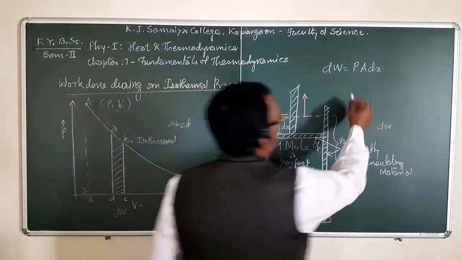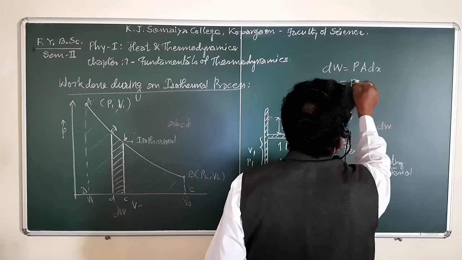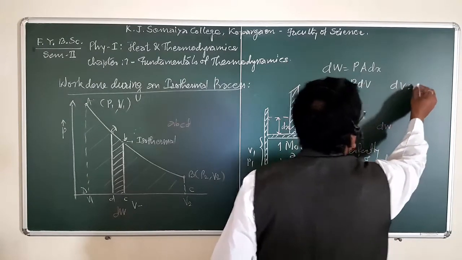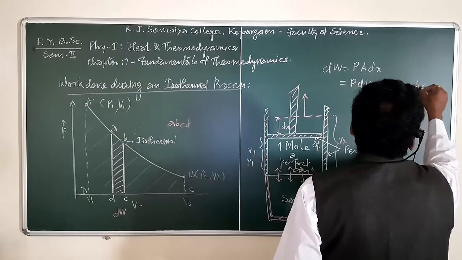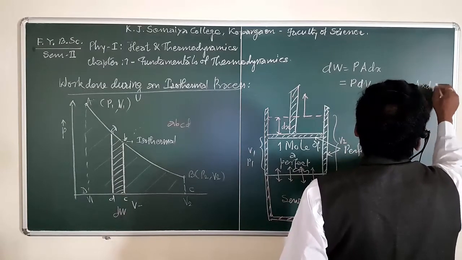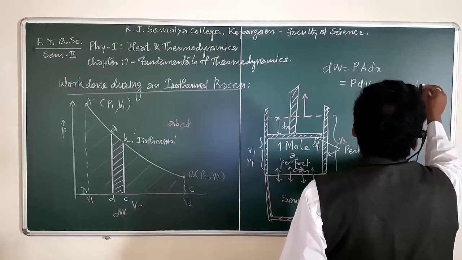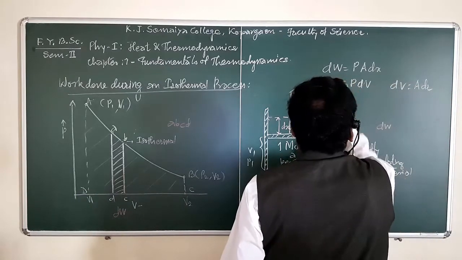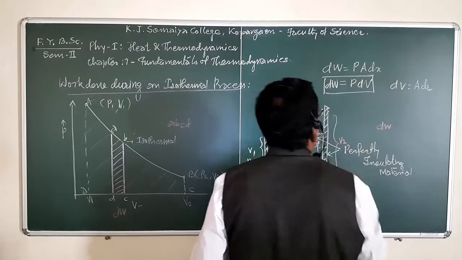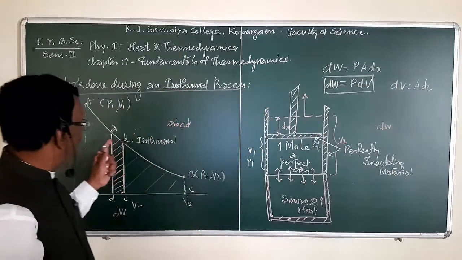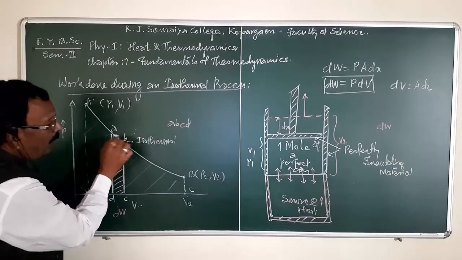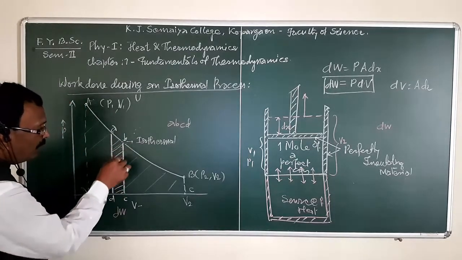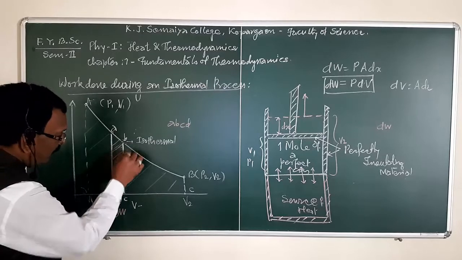Okay. Now from this we can write P dV, where dV is equal to area times displacement, A dx. This is the work done when change takes place from A to B, and this work done is equal to the area of the strip ABCD.